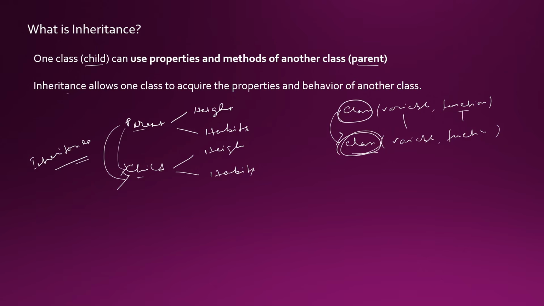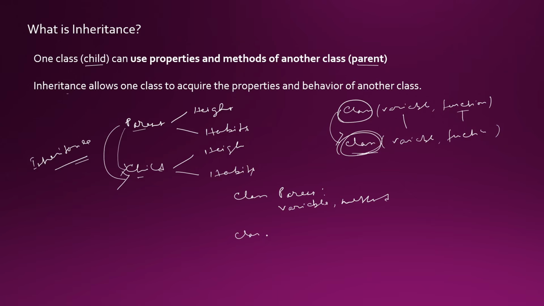Now what is the syntax of writing this inheritance? Suppose I am creating one class. This is my parent class. Here I have to provide all different types of properties. That means we can write variables, we can mention different types of variables and methods. I'm mentioning all this in this class.